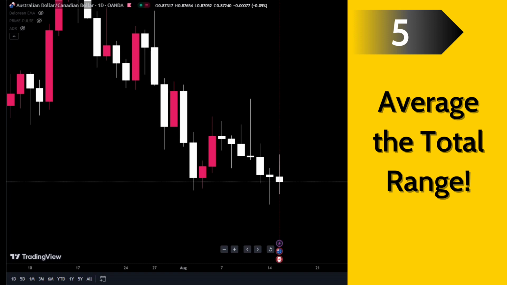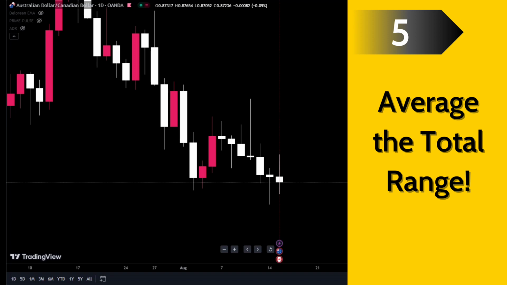So to find the average daily range, you're going to divide the total number of movements by the number of days that you're looking at. So we're going to add up the data that we got from the 10 candles and then divide that by 10. The answer that you get when you add up and divide by 10 is the actual average daily range of that currency pair over the chosen amount of time.